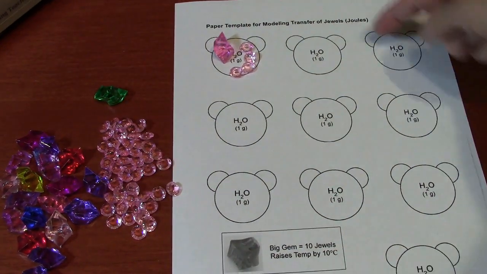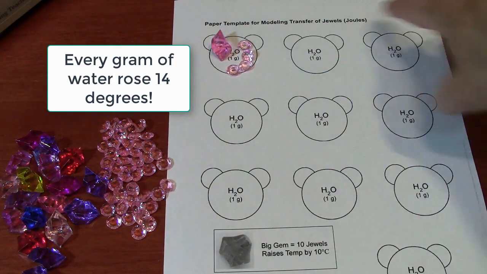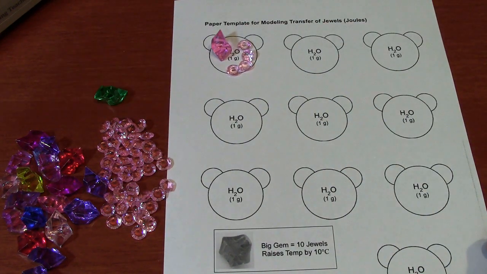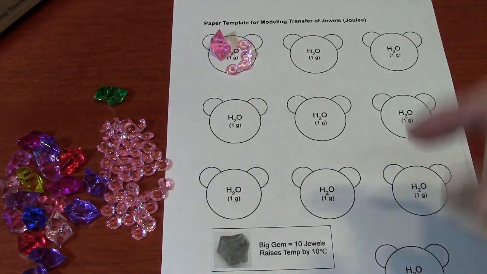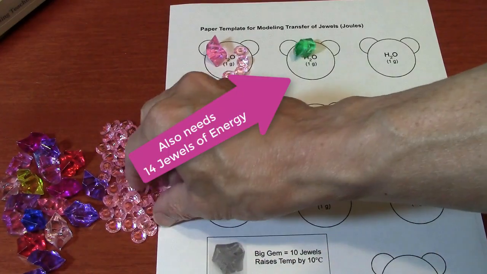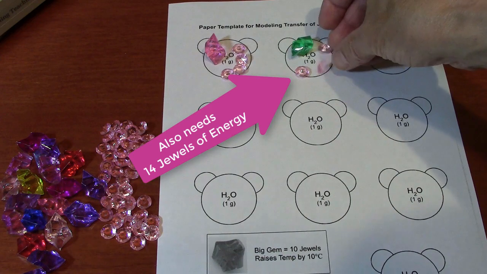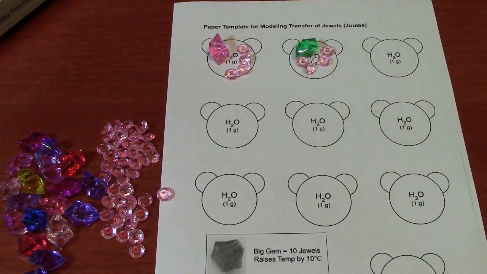But in your plastic cup, it wasn't just 1 gram of water that went up 14 degrees, it was all 10 of them. That means you need to put joules on each of these grams of water to raise their temperature. For example, this gram of water also needs 14 joules. And so does this one, etc., etc.